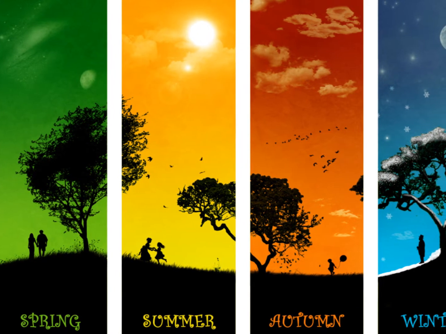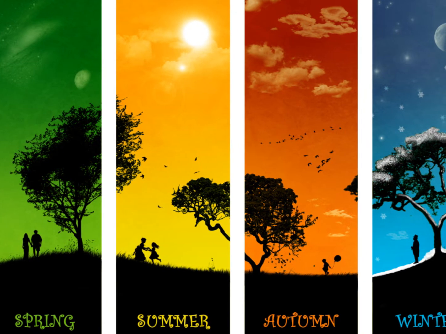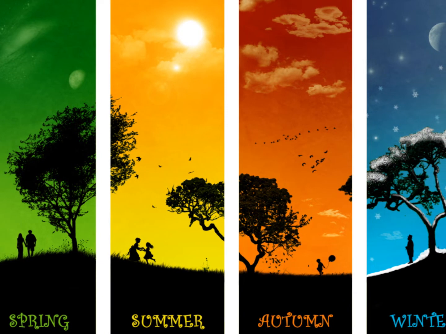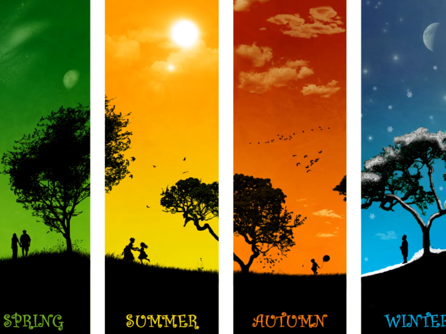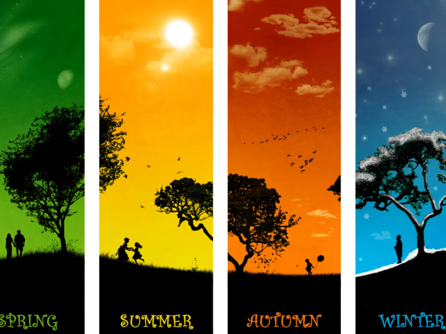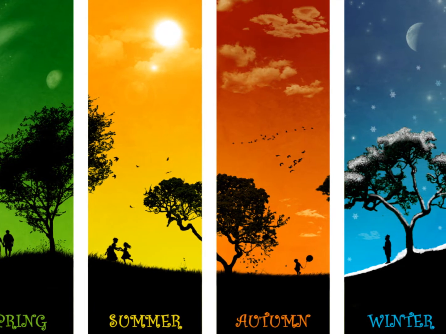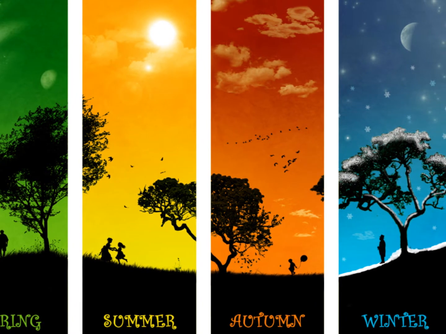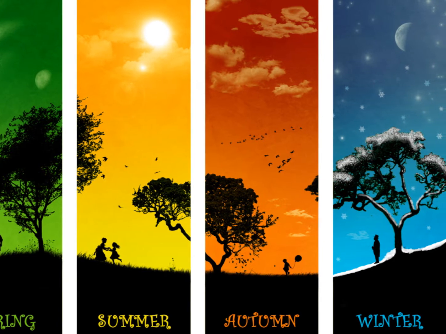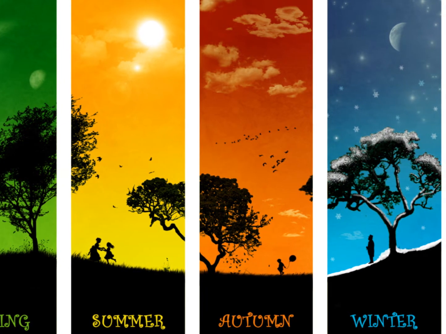However, in the Southern Hemisphere, springtime starts from September, October, November. Summertime is December, January and February. Autumn is March, April and May. And thus winter is June, July and August.